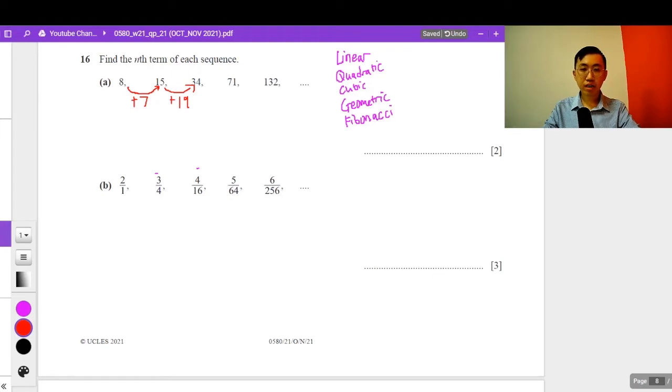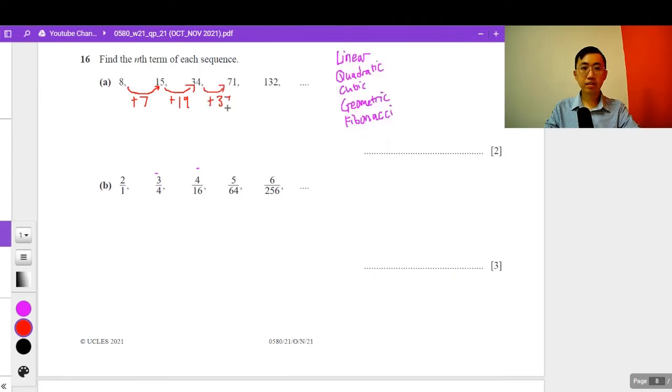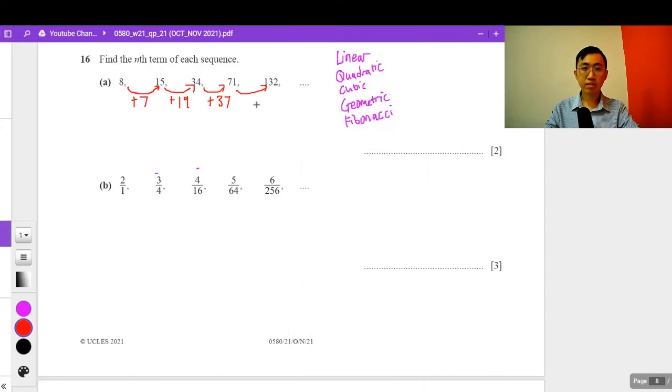Alright, let's say the numbers are kind of large, so you are going to use 71 minus 34. So the increment is plus 37. Once again, use your calculator: 132 minus 71. Okay, so you saw the increment is plus 61. Now after checking one round, if it is plus 7, plus 7, plus 7, plus 7, a consistent increment, then that is linear. However, in this case, we already checked it's not the same consistency, so you know it's not linear.